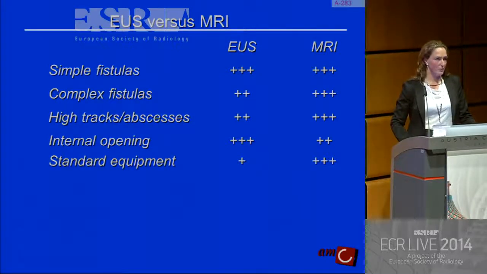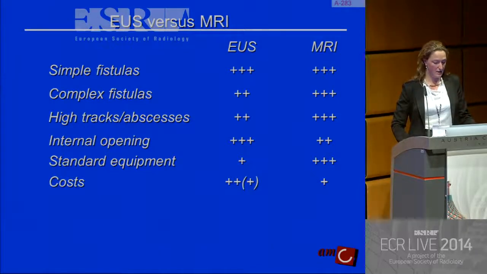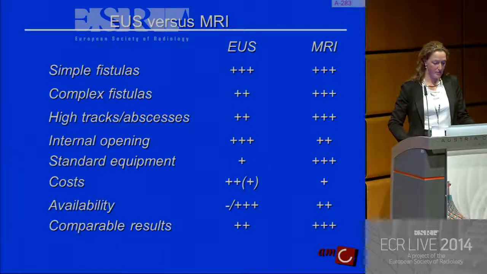Well, standard equipment, that's the advantage of MRI. You need no special device, and there's not the burden of an endoanal introduction of this special device. And then the costs. Well, an MRI is available, and for the sonography you need special equipment and a dedicated practitioner, so it's a little more expensive. And then the availability, of course, this varies because MRIs are often booked fully, but then on the other hand, in many hospitals you do not have people who can perform the endoanal sonography. And then comparable results. Well, as I already have shown in the literature, MRI provides just a little better.